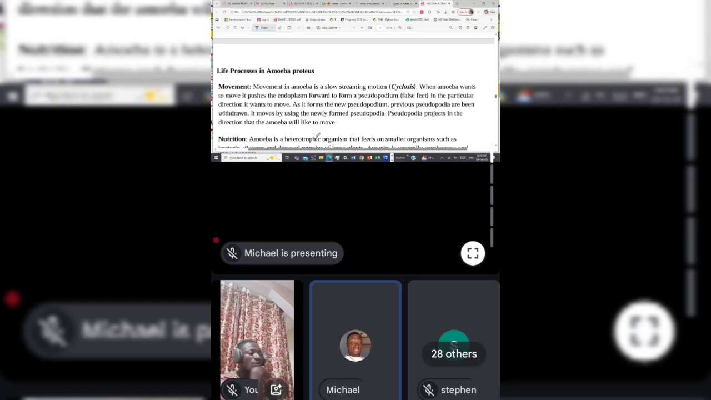So now let me do a quick read. Movement is by a slow streaming movement. Whenever it wants to move, it pushes the endoplasm forward to form a pseudopodium or false foot. So how does the endoplasm move forward? It can't just move forward in a vacuum. As it tries to move, the cytoplasmic content will move towards that direction. So it extends, and it needs to be filled. So the cytoplasmic content will fill it.